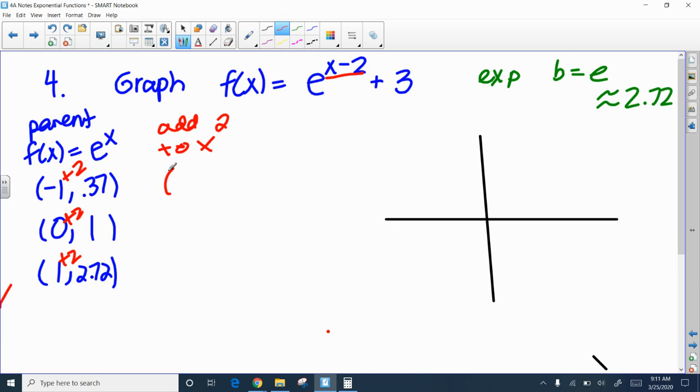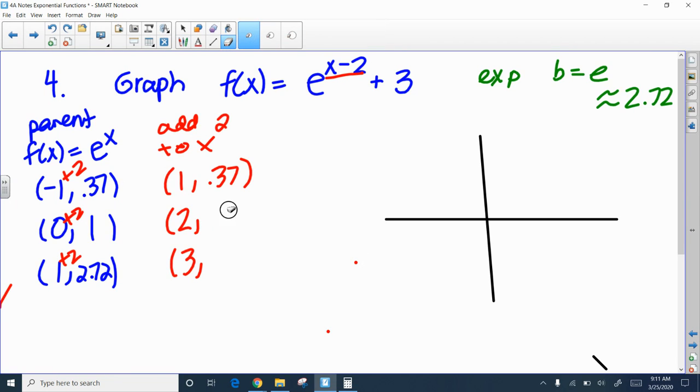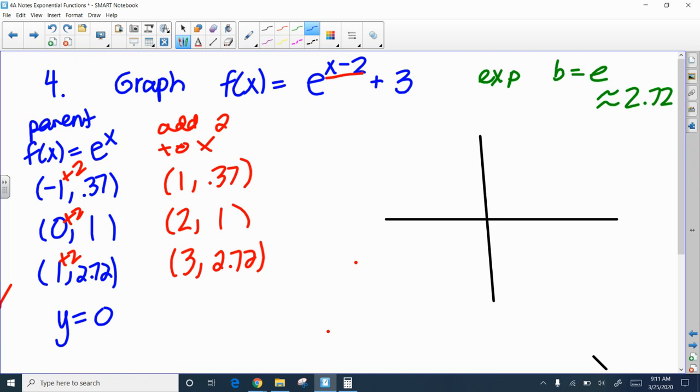All right, so this would give us our new x values of 1, 2, and 3. So far, my y values haven't changed. So 0.37, 1, and 2.72. Also, in our original, the asymptote is y equals 0.